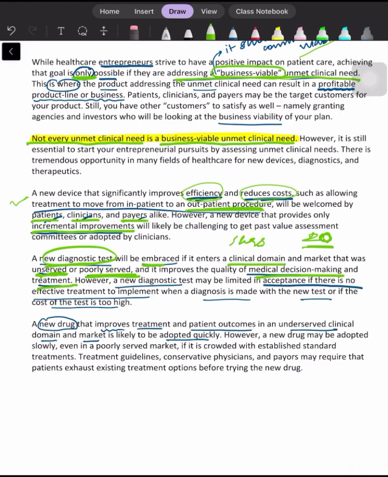But they said that a new diagnostics test may be limited in acceptance if there is no effective treatment to implement when a diagnosis is made with a new test, or if the cost of the test is too high. So, for example, let's say you went out to Malaysia, or let's say Sri Lanka, with a new diagnostic test for AIDS.